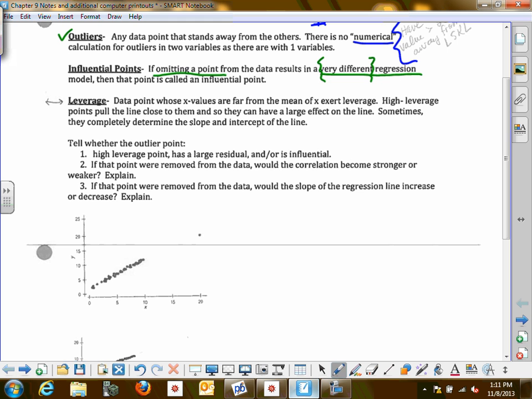Okay, so that then takes us here to this. High leverage means that your x value is far away from the mean of the x's, the middle of most of the x's. Then you have leverage. High leverage pulls the line close, and so then you have a large effect on the line. Sometimes the slope is completely determined. The slope and the y-intercept change because of that. So let me show you one other little interesting demonstration, and then we'll go to doing some of these problems.